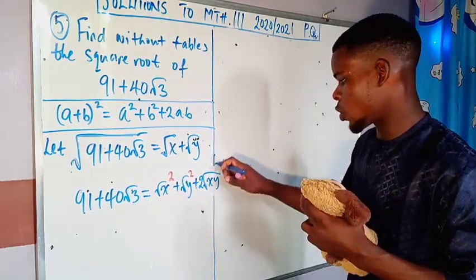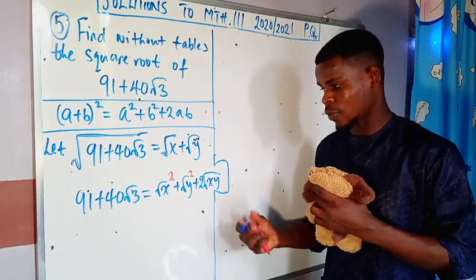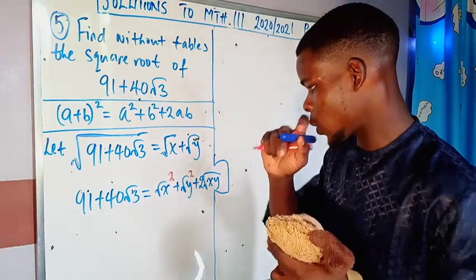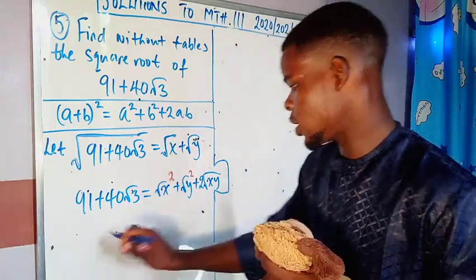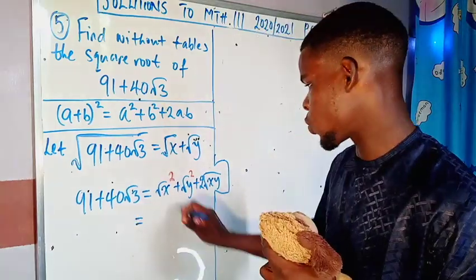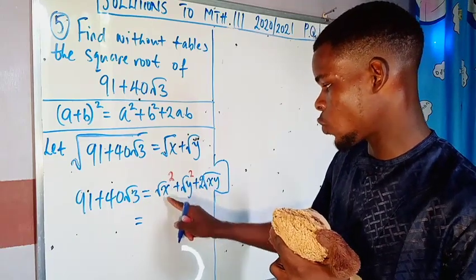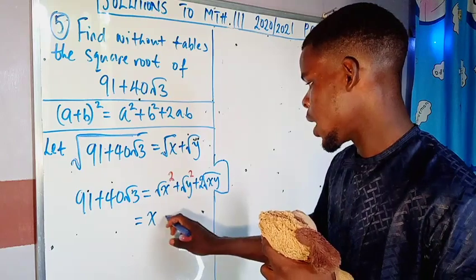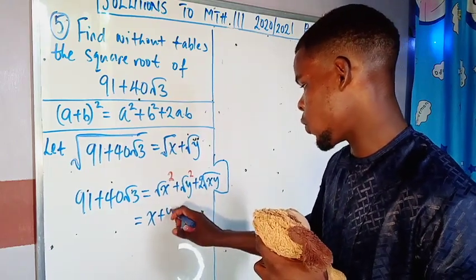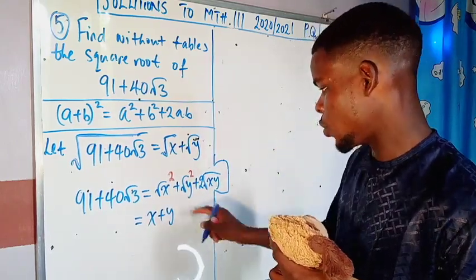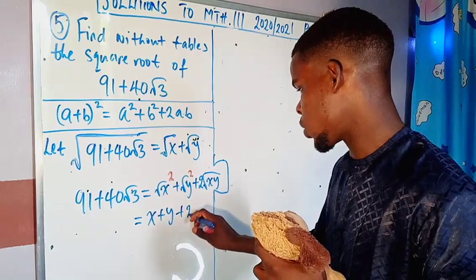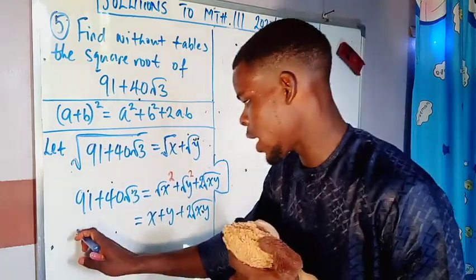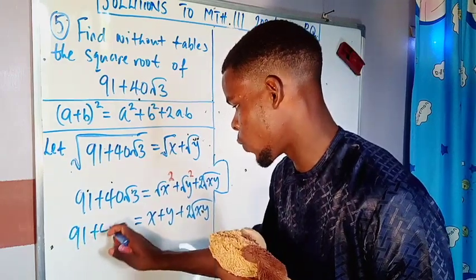So you notice that the product of the square roots is the square root of the product. That's why I'm putting this here like that. Okay, so let's see what we have. This is going to be on the right hand side. When we square the square root of x, we are just going to have x, because the square will cancel out with the square root. Then we add y, when we square the square root of y. Then we add this with 2 times the square root of the product xy. Now on the left hand side we have 91 plus 40 root 3.